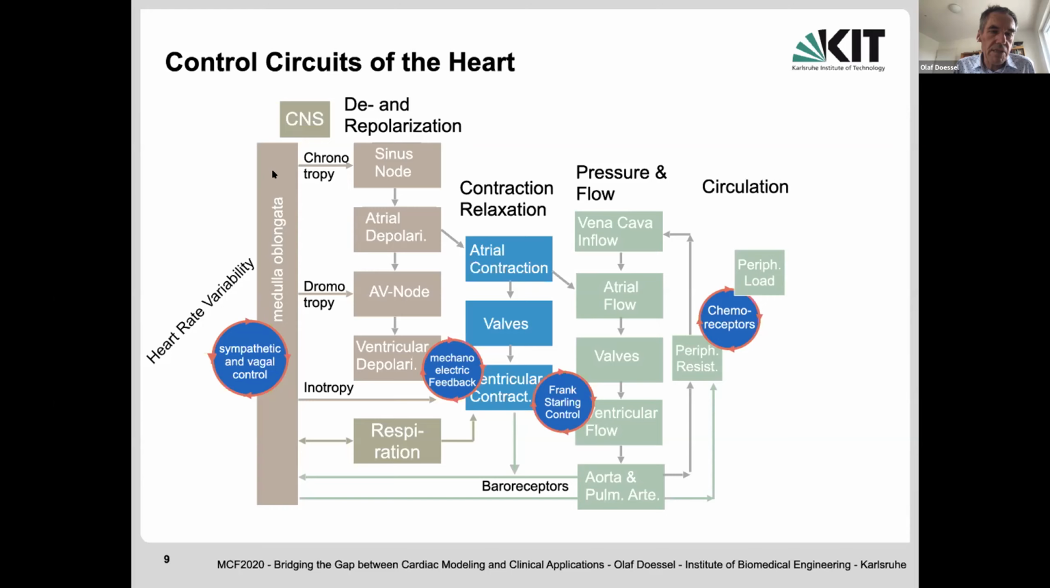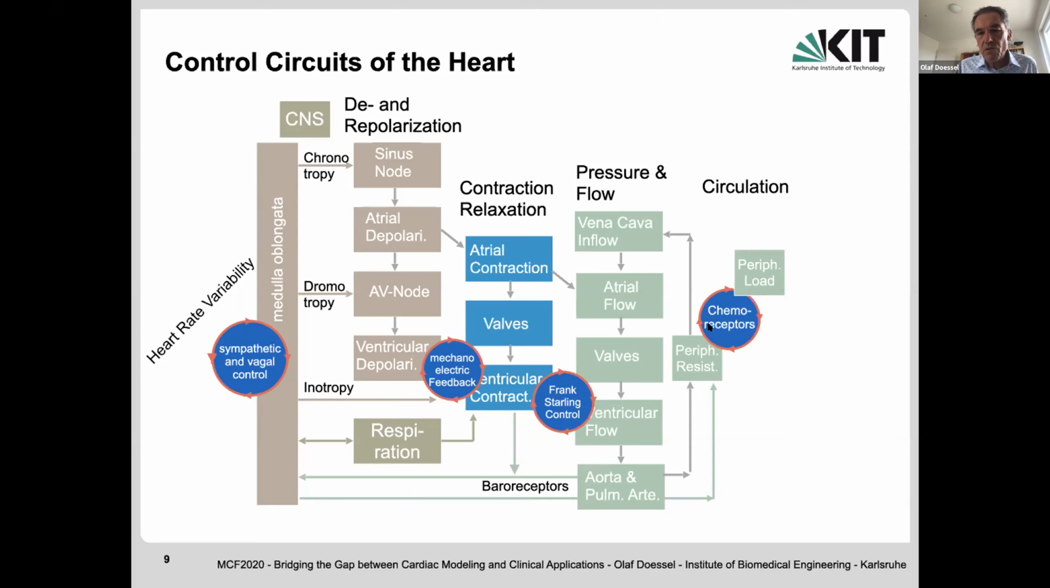And this is sending out signals into the vagal and sympathetic system to change the heart rate via the chronotropy. They can change the delay in the AV node via the dromotropy, and they can change the contraction, the tension development in the ventricles via the inotropy. And here we have a mechanoelectric feedback that we already talked about, and that is included in some of the models. But here we have the Frank-Starling control, which is very often omitted.